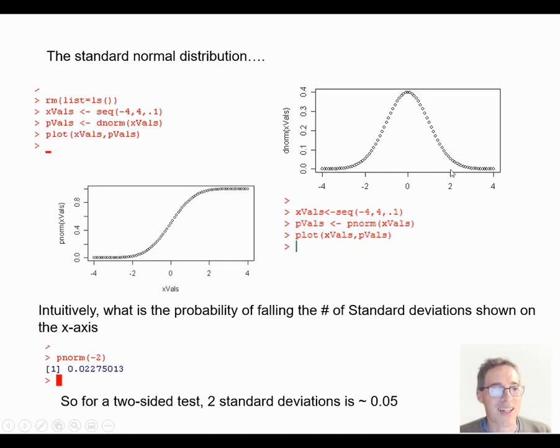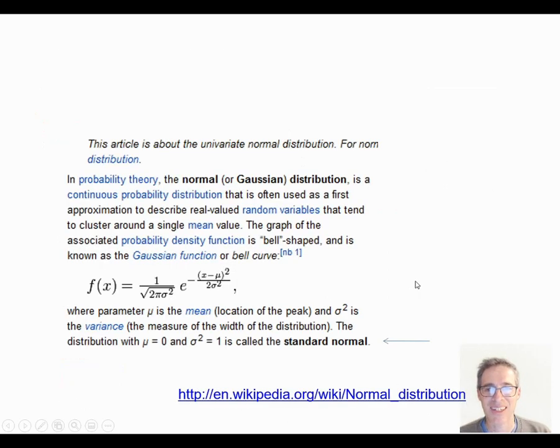Since of course this is perfectly symmetrical, going from 2 out to positive infinity is another 0.02. So for a 2-sided test, if you're 2 standard deviation units away from the mean, that's about equivalent to a 0.05, which is of course the magic threshold in frequentist statistics.